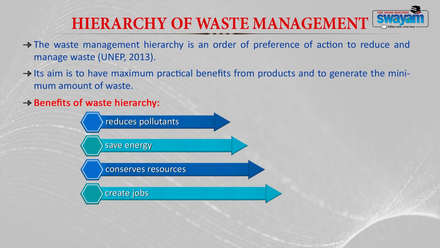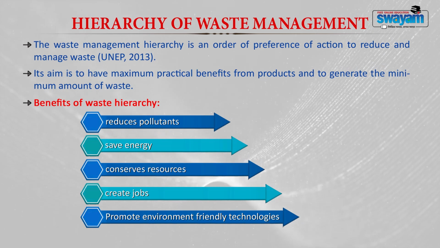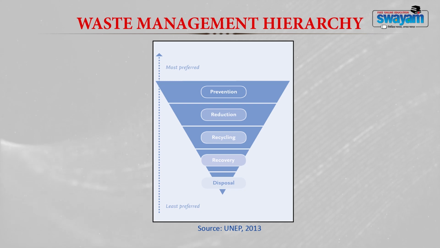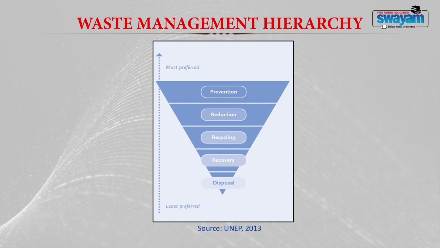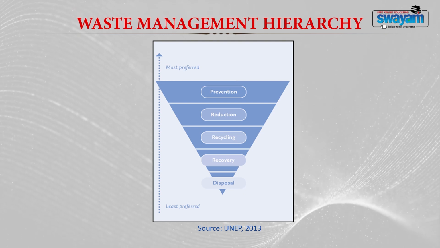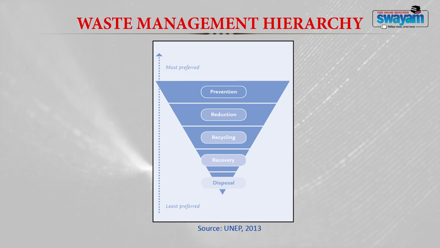Waste management hierarchy promotes environment friendly techniques. Let me have a look at this figure. On the left hand side, an arrow is given, and if you look at this arrow, at the top of this arrow, most preferred techniques are given, and at the bottom least preferred techniques are given. It means when we move from top to bottom, the techniques or the methods which are suggested at the top are the preferred methods, and which are given at the bottom are lesser preferred methods.